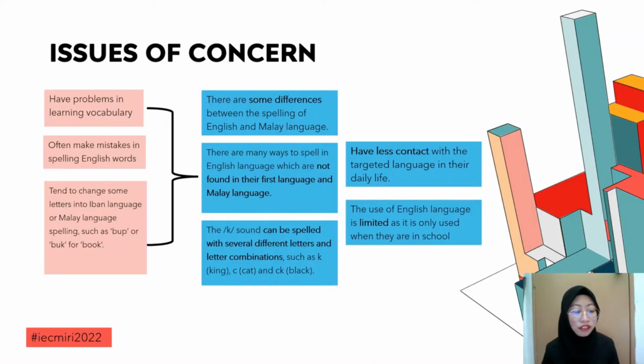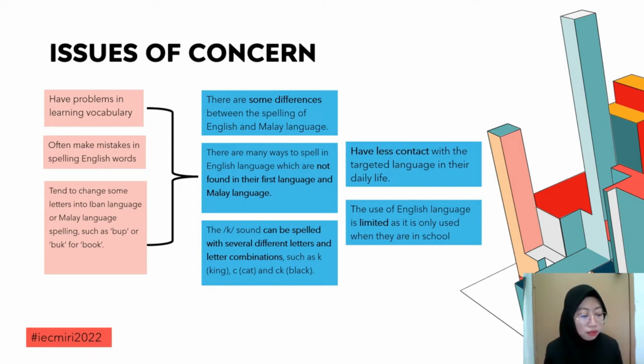In my second year of teaching, I encountered the same problem. Most of my Year 1 pupils have problems in learning vocabulary. They often make mistakes in spelling English words too. My pupils tend to change some letters into Iban language or Malay language spelling, such as "buk" or "buku" for book. "Buk" is book in Iban language and "buku" is the Malay language spelling.